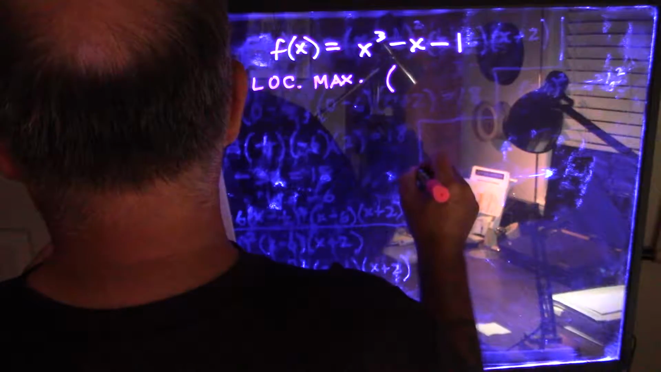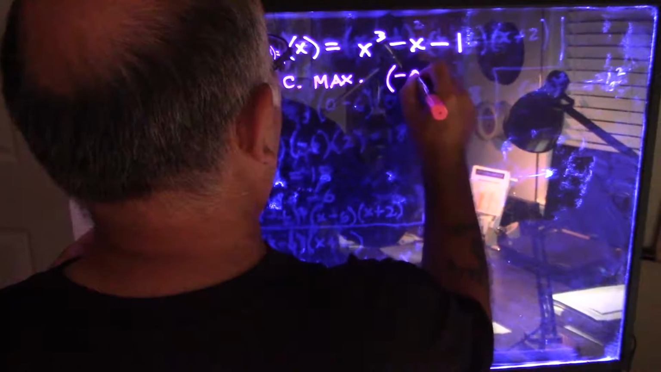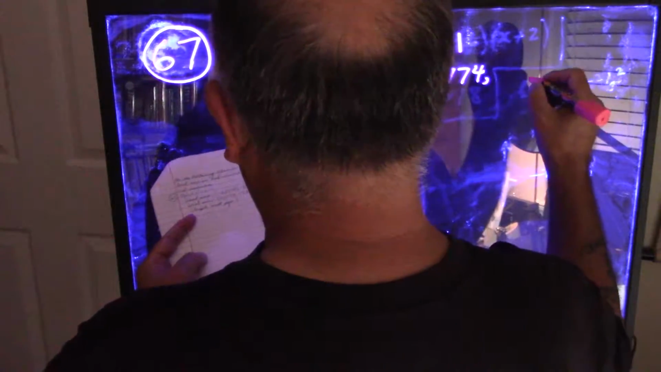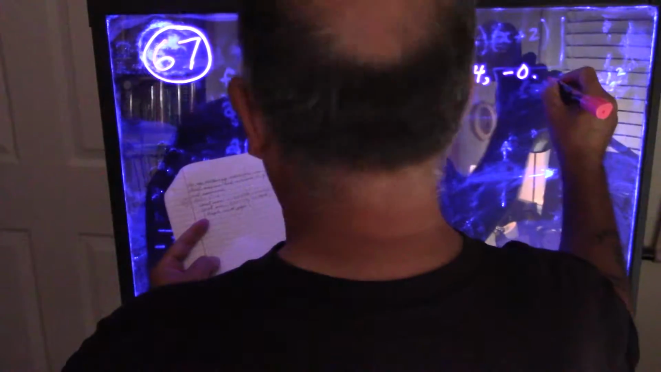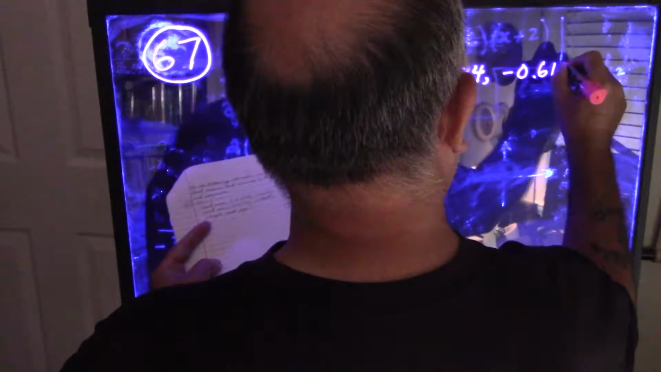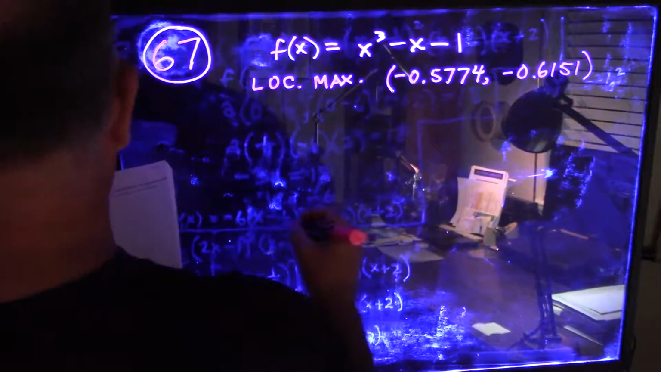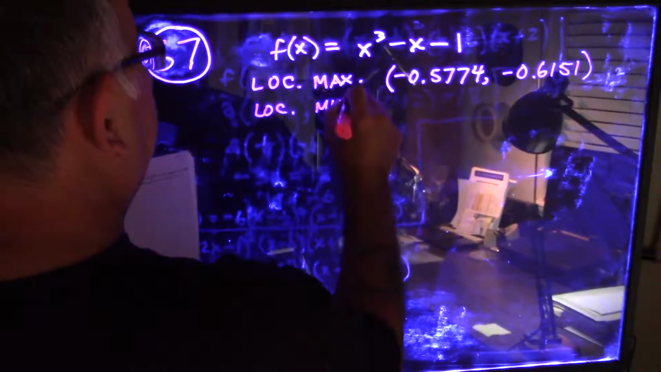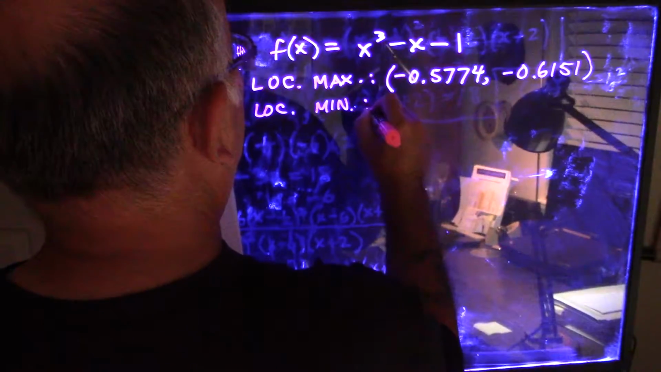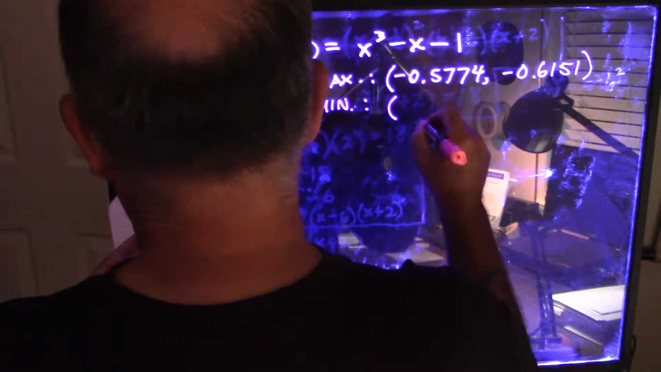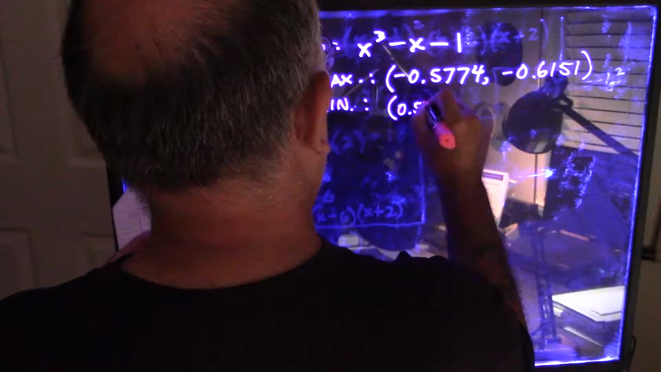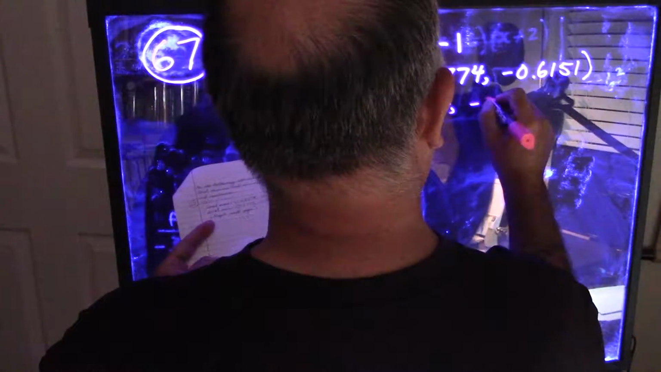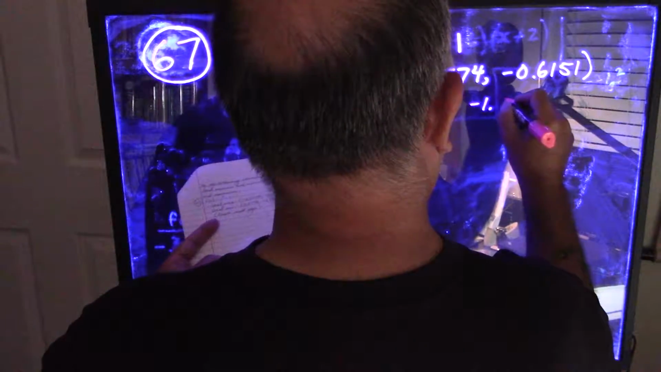Negative 0.5774 and negative 0.6151. And we have a local min at 0.5774 and negative 1.3849.